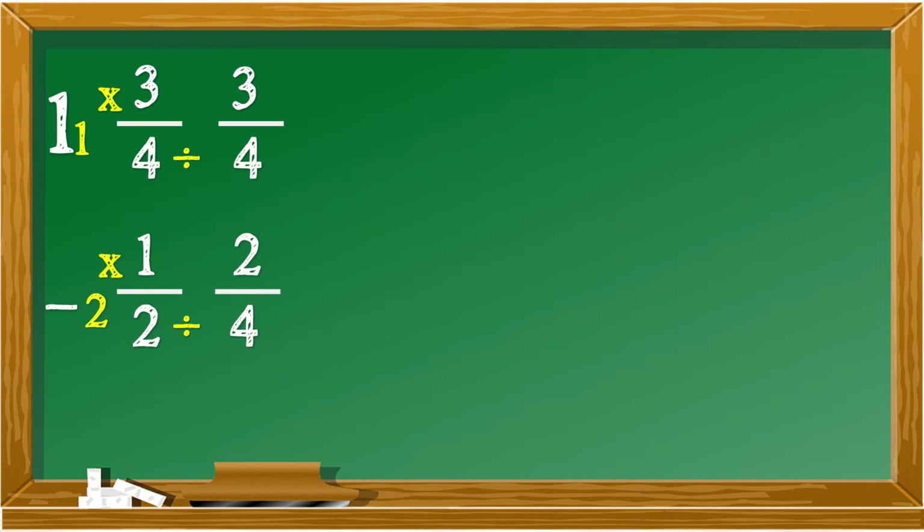We now have 1 3/4 minus 2/4. Let us now subtract. Again, in subtracting similar fractions, just copy the denominator and subtract the numerators. 3 minus 2 is 1. And since the 2/4 doesn't have a whole number, just bring down 1. So we now have 1 and 1/4.